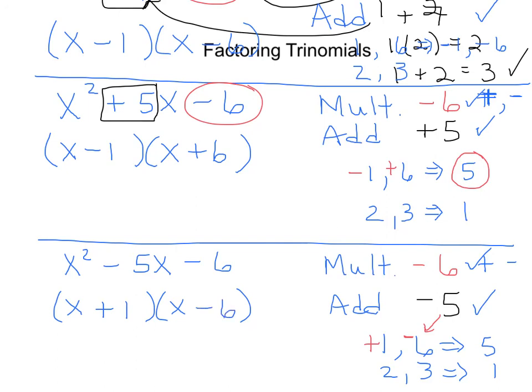Now, of course, this process, when the numbers get larger, there's just more combinations, more things to try. But these 4 problems give us the basic sign possibilities, which can be applied to any other problem, just a little bit more work because of more possibilities to try to find the right 2 numbers. So this is what we call factoring trinomials.